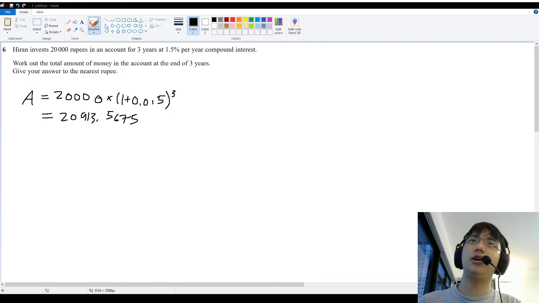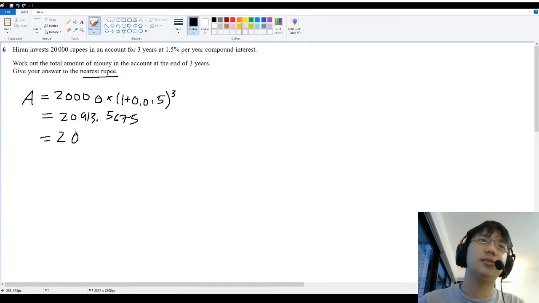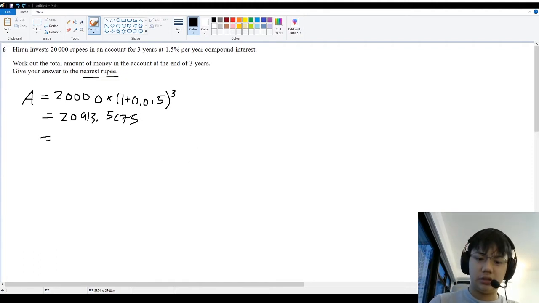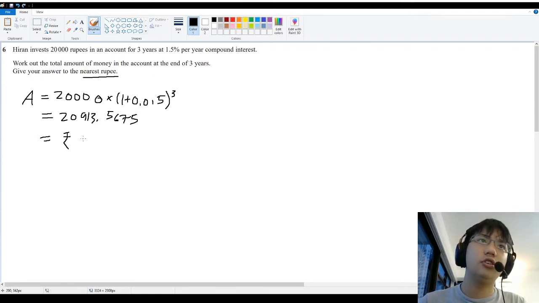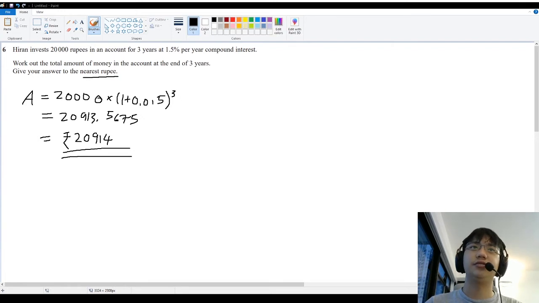20,913.5675 rupees. However, we want our answer to the nearest rupee, so that rounds up to 20,914 rupees. So that's your answer right here.